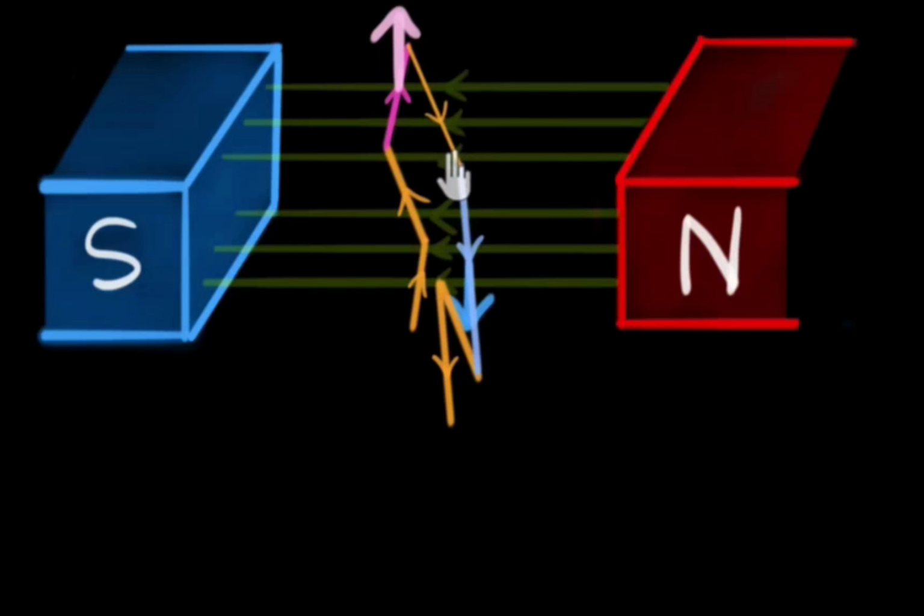This high starting torque helps to overcome the initial inertia of rest of the armature and sets it into rotation.